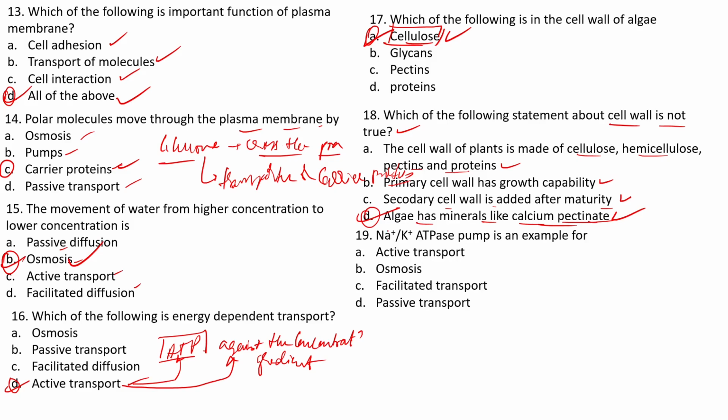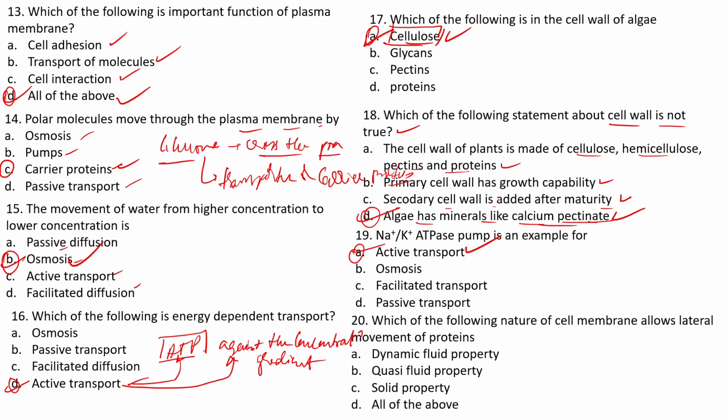The next one. The Na plus K plus ATPase pump is an example for active transport, osmosis, facilitated transport, or passive transport. The answer is active transport. You will study the sodium potassium pump in more detail in the chapter on neural control and integration. In that chapter we'll study action potential, conduction, and all. So I will not discuss it in detail over here. We will look into one more question.